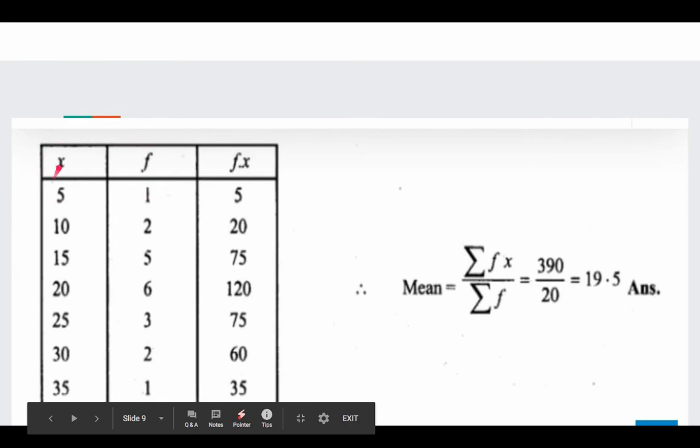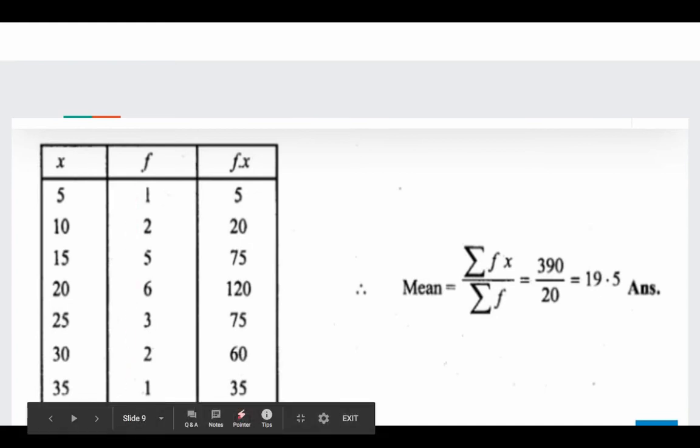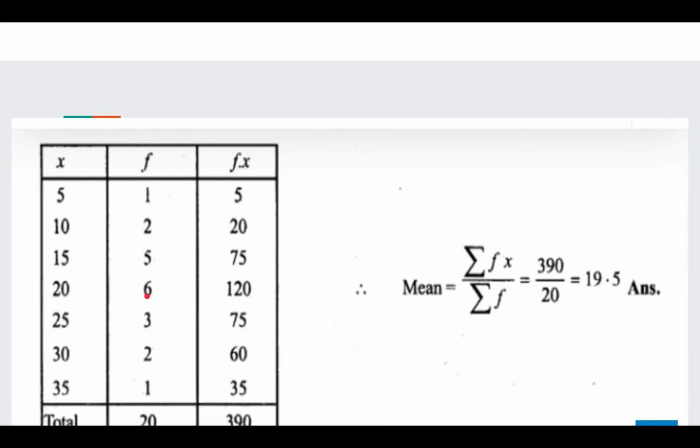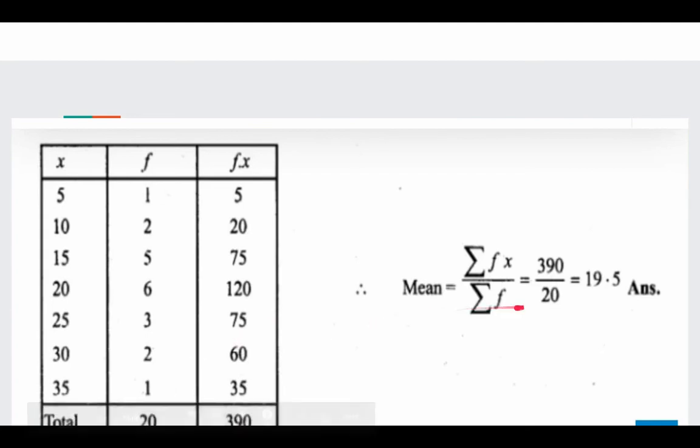For 5, how many times? It is 1. 10 twice, 15, 5. So how will you get the number of observations? To find the number of observations, you will add all the frequencies: 1 plus 2, 3, 3 plus 5, 8, 8 plus 6, 14, 14 plus 3, 17, 17 plus 2, 19, 19 plus 1, 20. So check it. What is the sum of frequency? Yes, it comes out 20.